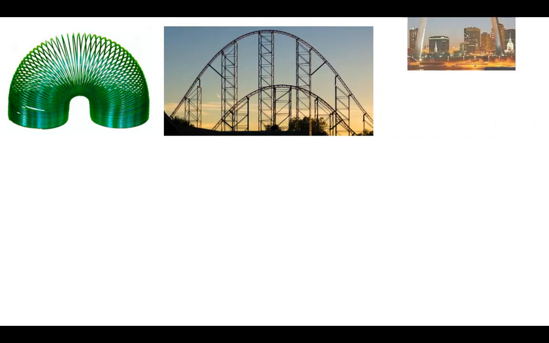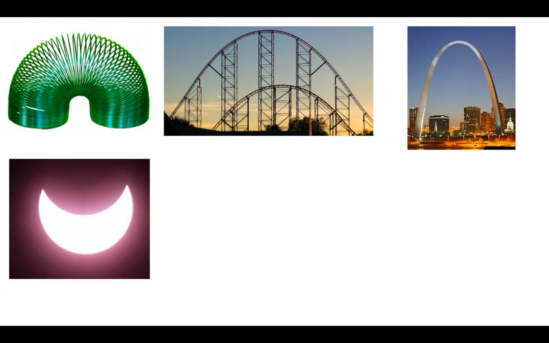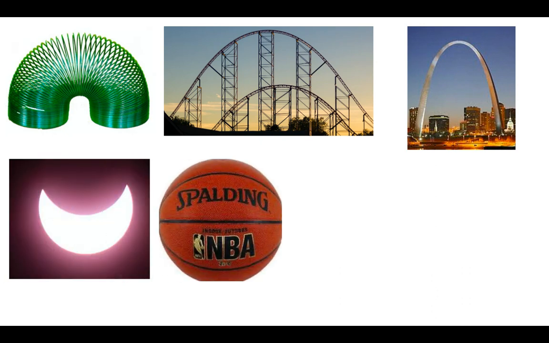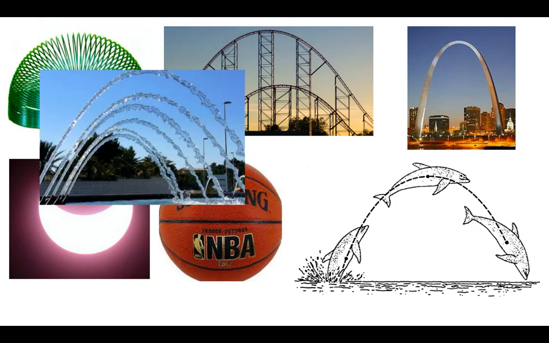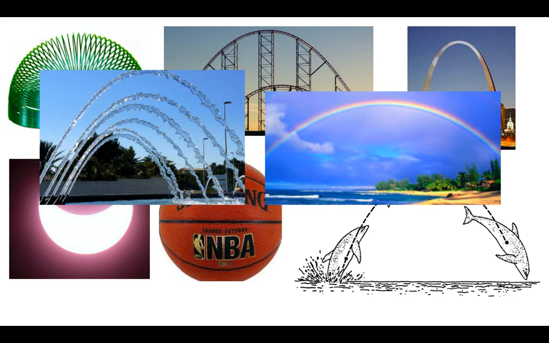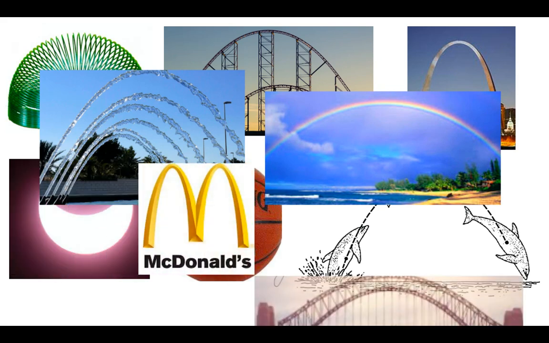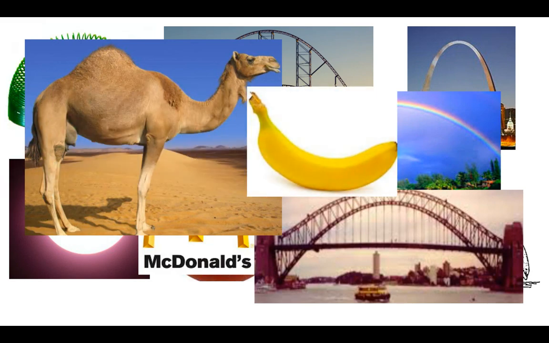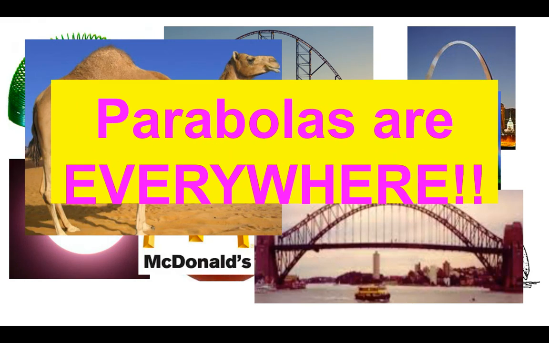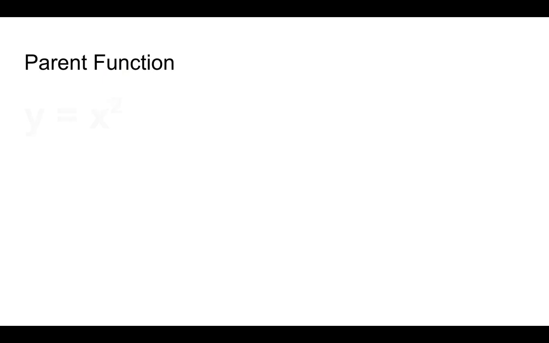Parabolas are in this slinky, on this roller coaster, this arch. They can be seen in this moon, the lines on a basketball, a dolphin, a water fountain, a rainbow, McDonald's arches, a bridge, camels, and bananas. As you can see, parabolas are everywhere, and that's why it is important to study them. And we are going to take a closer look this week at parabolas.